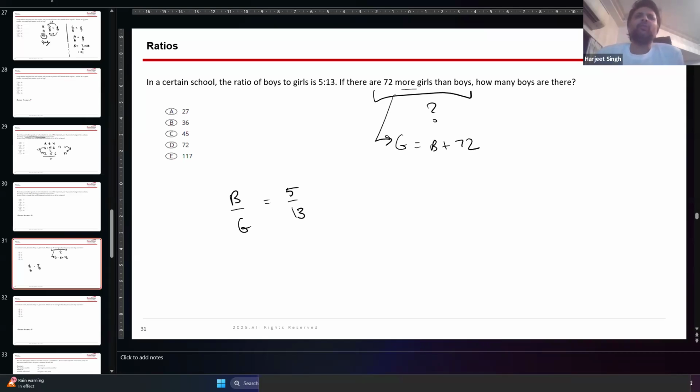The clue is what is more. Identify the variable which is more, and that will fetch you the right answer. So girls will be B plus 72. More girls than boys. And then we can solve this question.